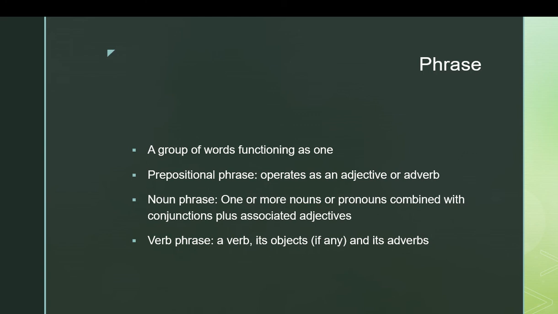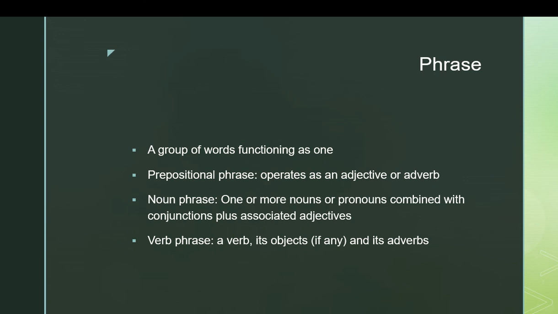Similarly, a noun phrase is one or more nouns or pronouns combined with conjunctions and any associated adjectives. So, for example, you and I is a noun phrase. It operates as a single noun for all intents and purposes. The cat and the dog, again, noun phrase. And this only works with coordinating conjunctions: and, or, but, nor, not. Does not work with words like if. You can't use that to create a noun phrase.